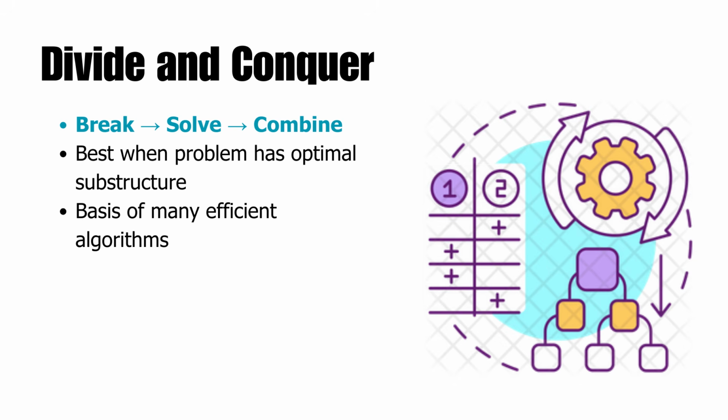Divide and conquer is a powerful algorithmic paradigm where we break a problem into smaller subproblems, solve them independently, and combine their solutions. It works best when problems have optimal substructure, meaning the complete solution can be built from solutions to smaller parts. Let's examine some classic examples.